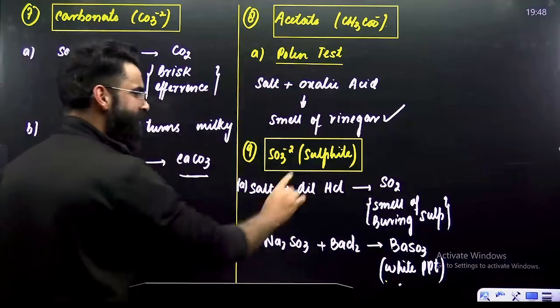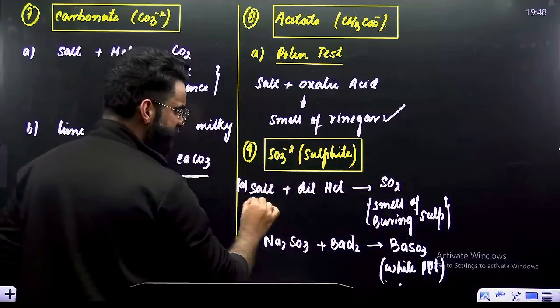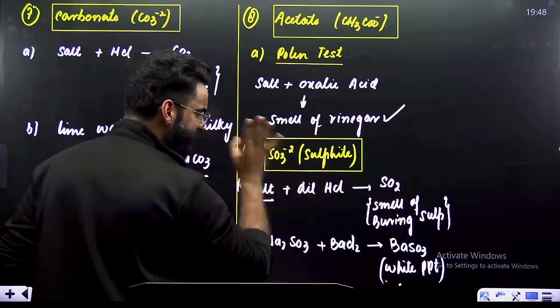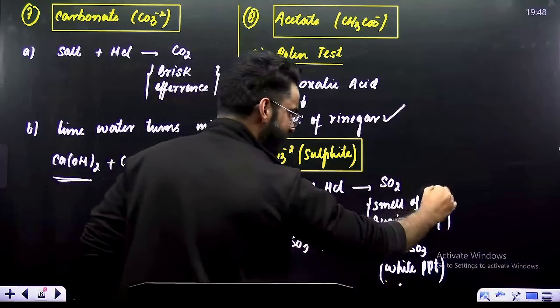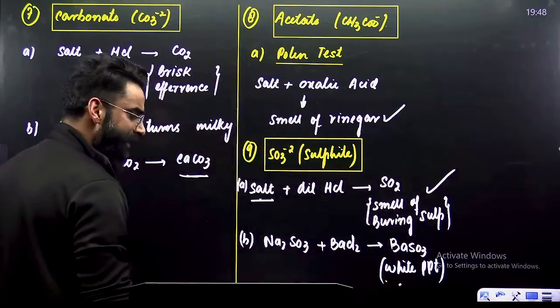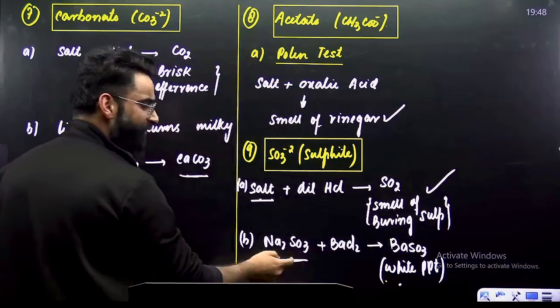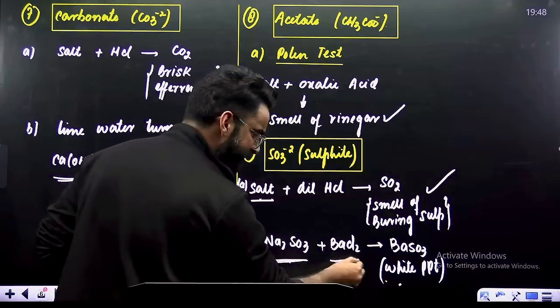Okay. Then you have got sulfite. My dear students, when you take the salt of the sulfite on treatment with dilute HCl, what do you get? You get the smell of burning sulfur, right? Similarly, when you take this same sulfite, sodium sulfite, on treatment with BaCl2, what do you get?